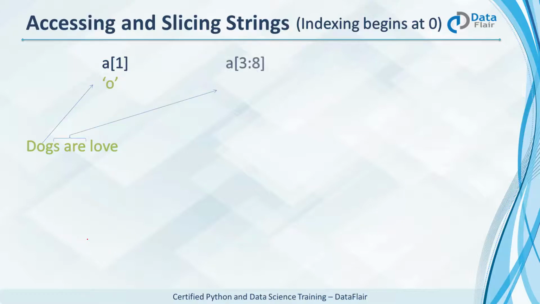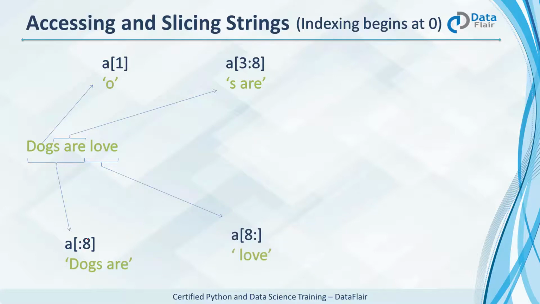Indices 3 to 7, which is 8 minus 1, have the characters S space ARE. From the beginning up to index 7, the string has the words dogs are. Index 8 up to the end of the string has a space and the word love. If we do not mention the indices, we can also slice the entire string.